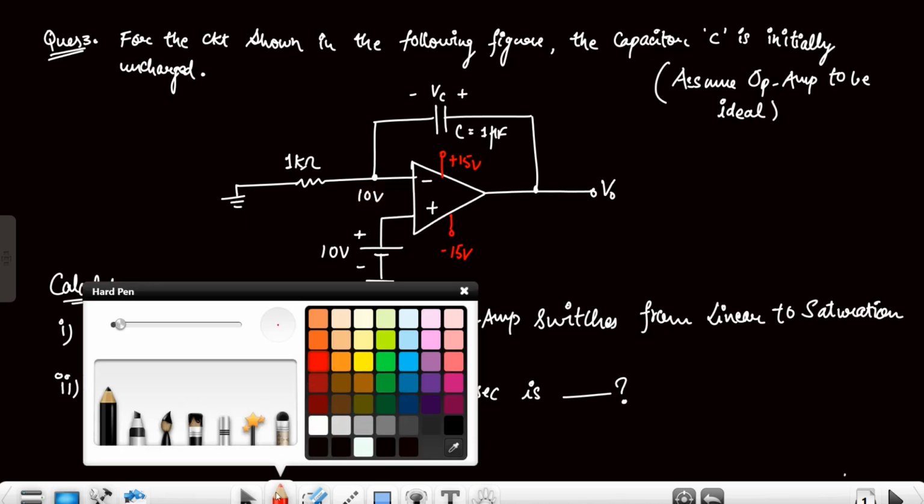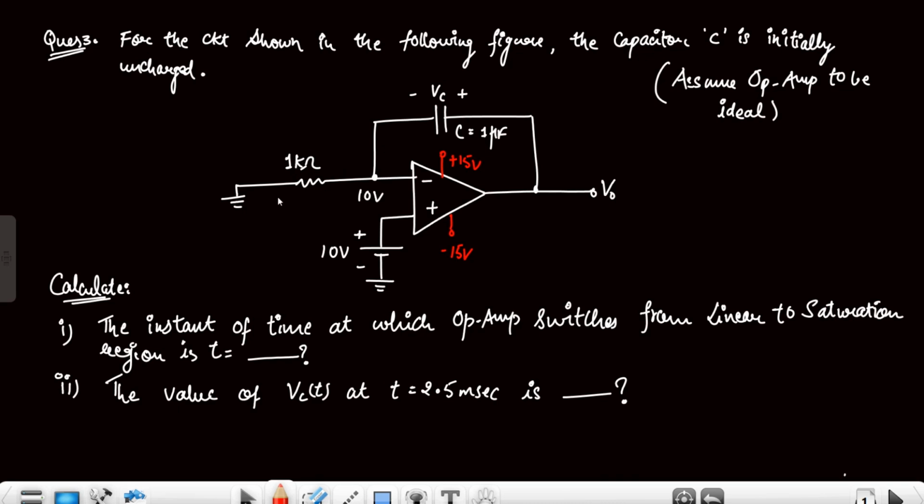to this 10 volt, across this resistor 10 volt is present. So it means here a current is flowing, 10/1 kilo, that is the 10 milliampere. And because the op-amp is ideal, here internally no current will flow, so this current will simply pass through this capacitor, the 10 milliampere, and this is the capacitor current because it is flowing across the capacitor.